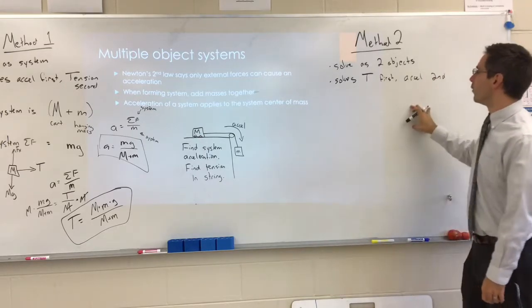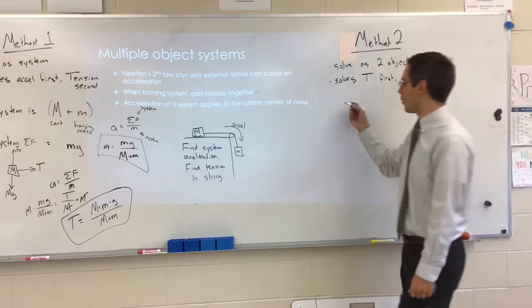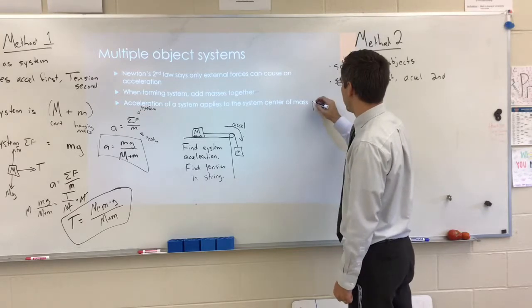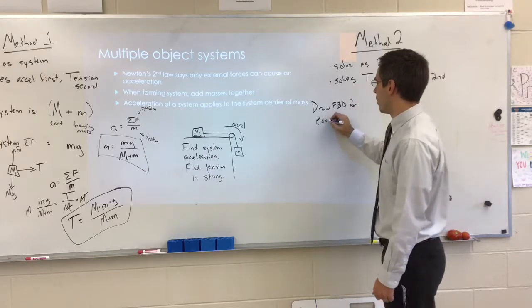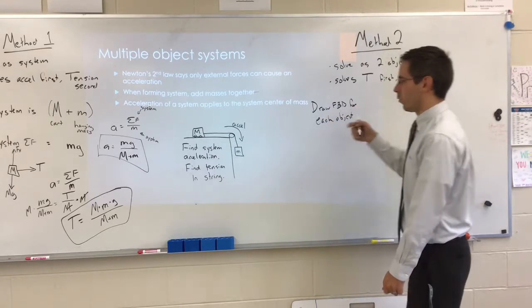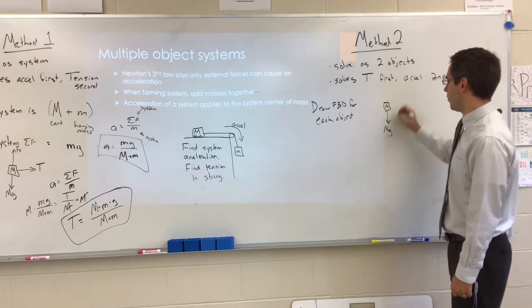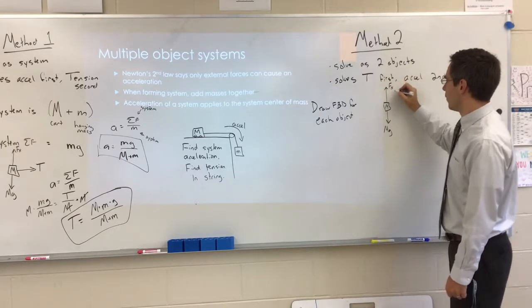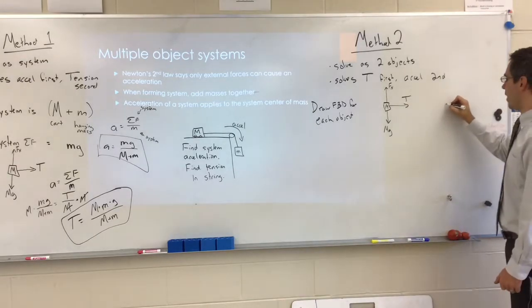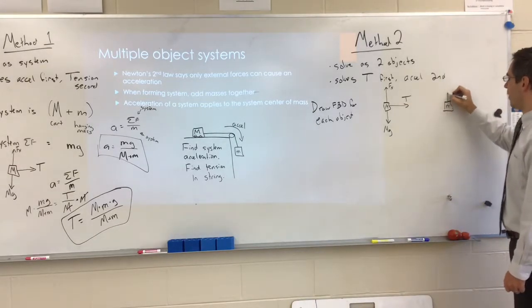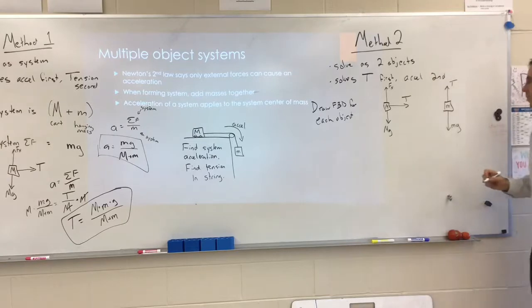So for method 2, we want to consider both of these separate objects, and so let's draw our free body diagram, an FBD for each object. And so we can reuse what we had before. Here's our cart. We know our cart has weight and normal force from the track and has a T over here. And then our other hanging mass has T up and it has mg, little mg down.